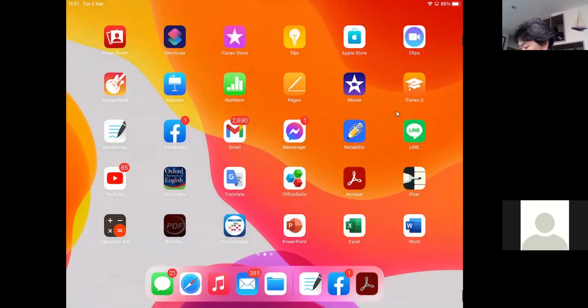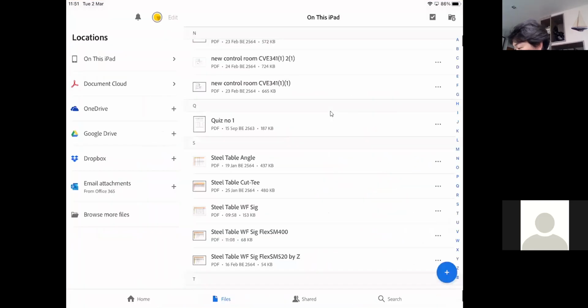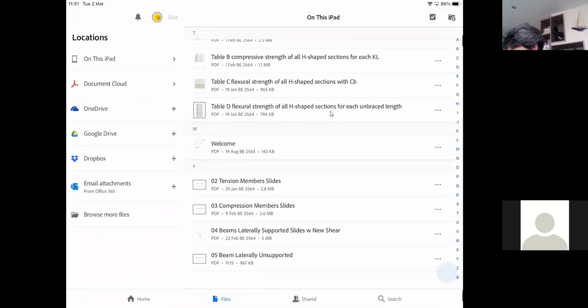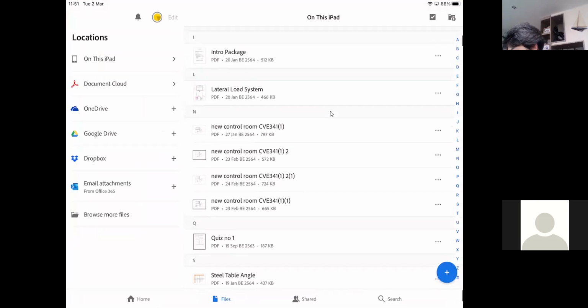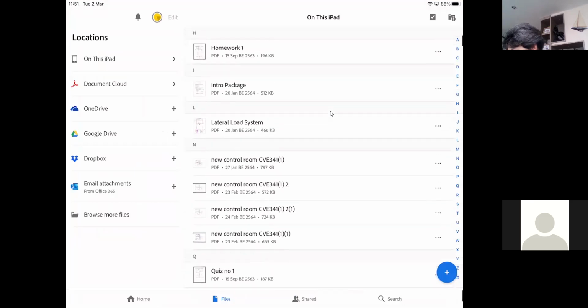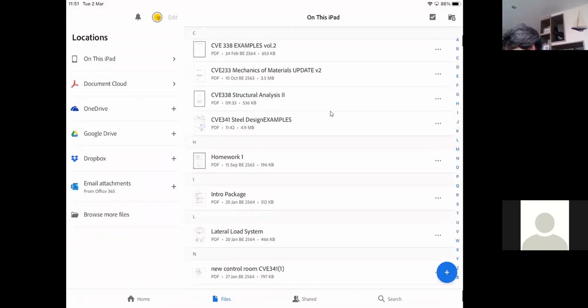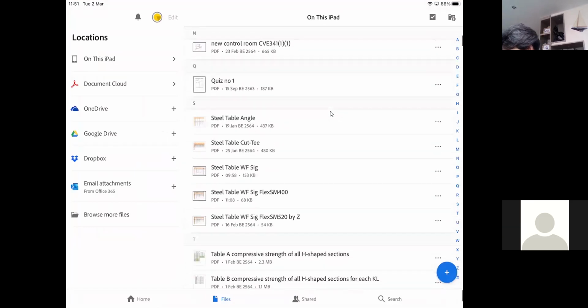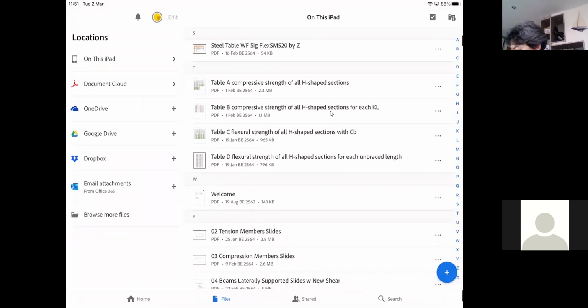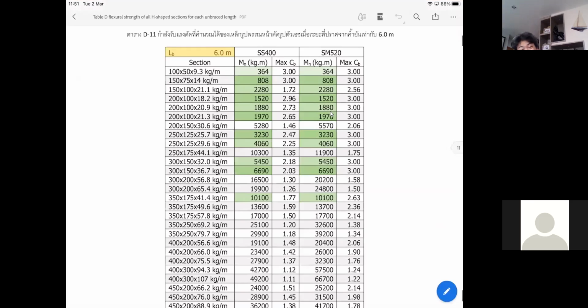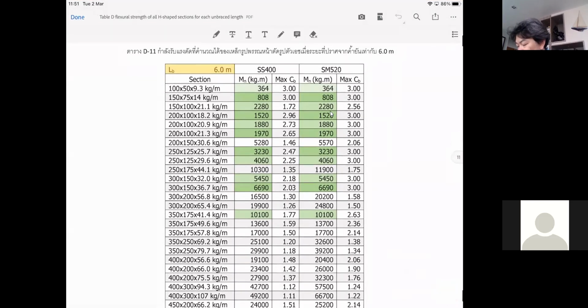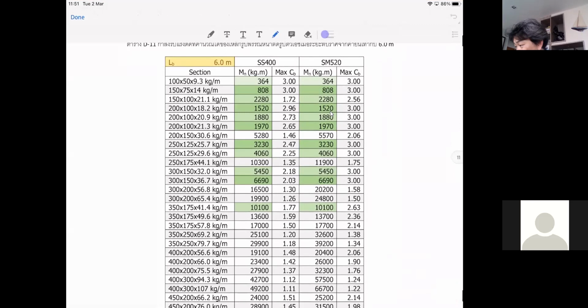Okay. The way the table works is like this. Let's say, oh, where is it, excuse me. Okay, here it is. Let's say you know that your unbraced length is equal to 6 meters, with the design that I shared with you in the beginning.